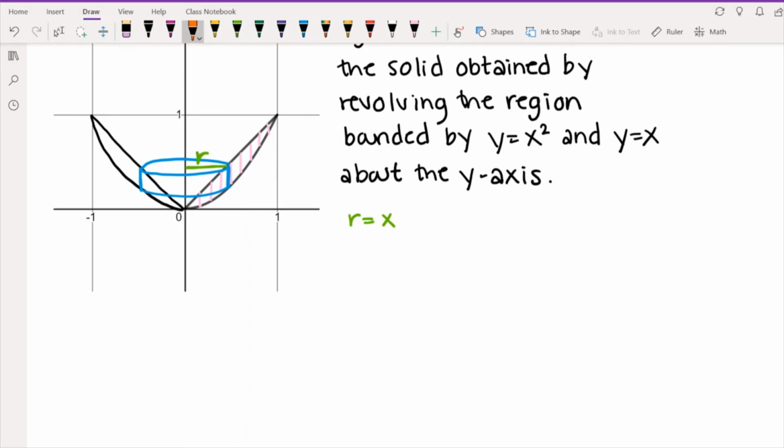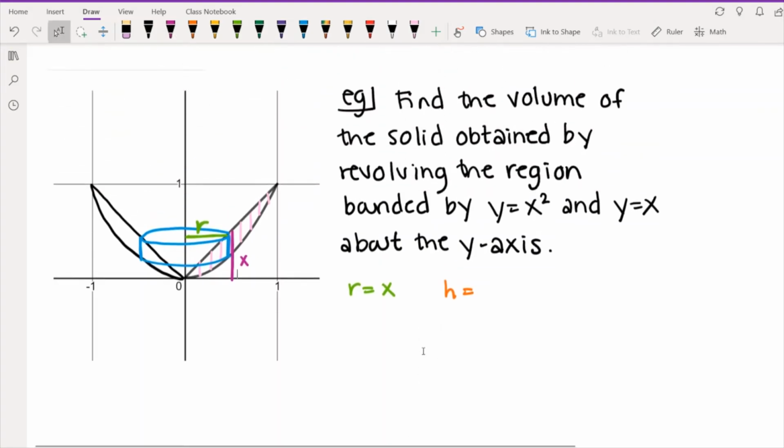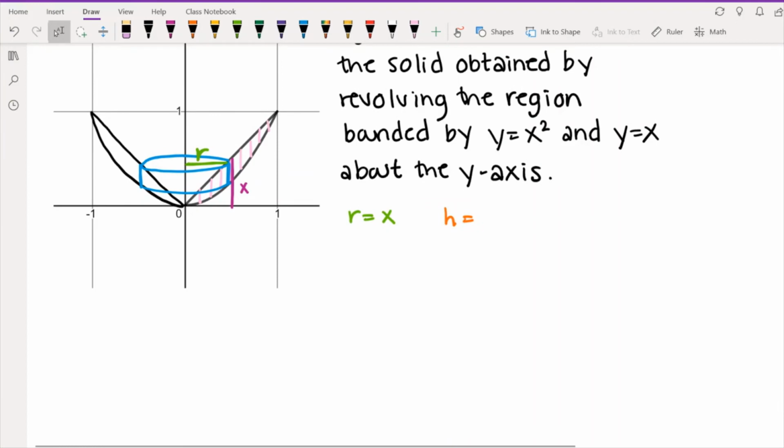But the height is going to be a little trickier, because it's not just one function, right? So how would you find this orange distance? Well, you would subtract these two functions, right? So let me go in here and draw something that I'll take out afterwards to make it less complicated. If you did a distance of x, that would be using just the top function, which is y equals x, and that would be this distance.